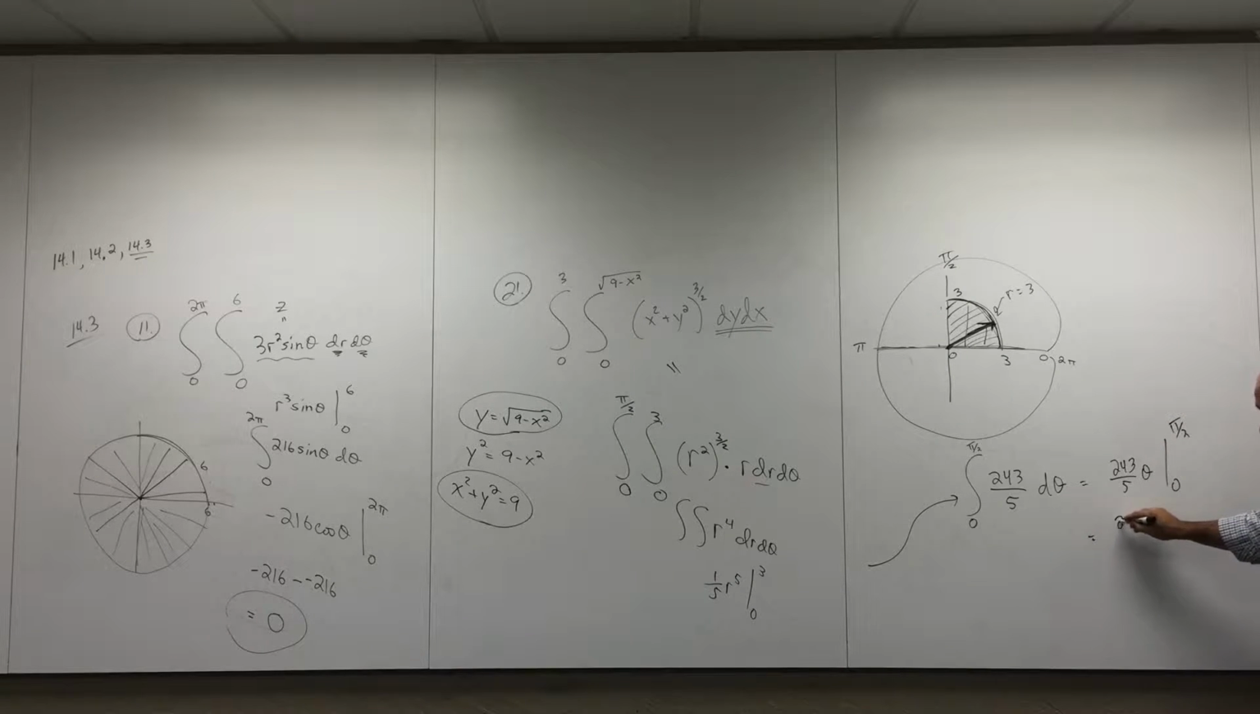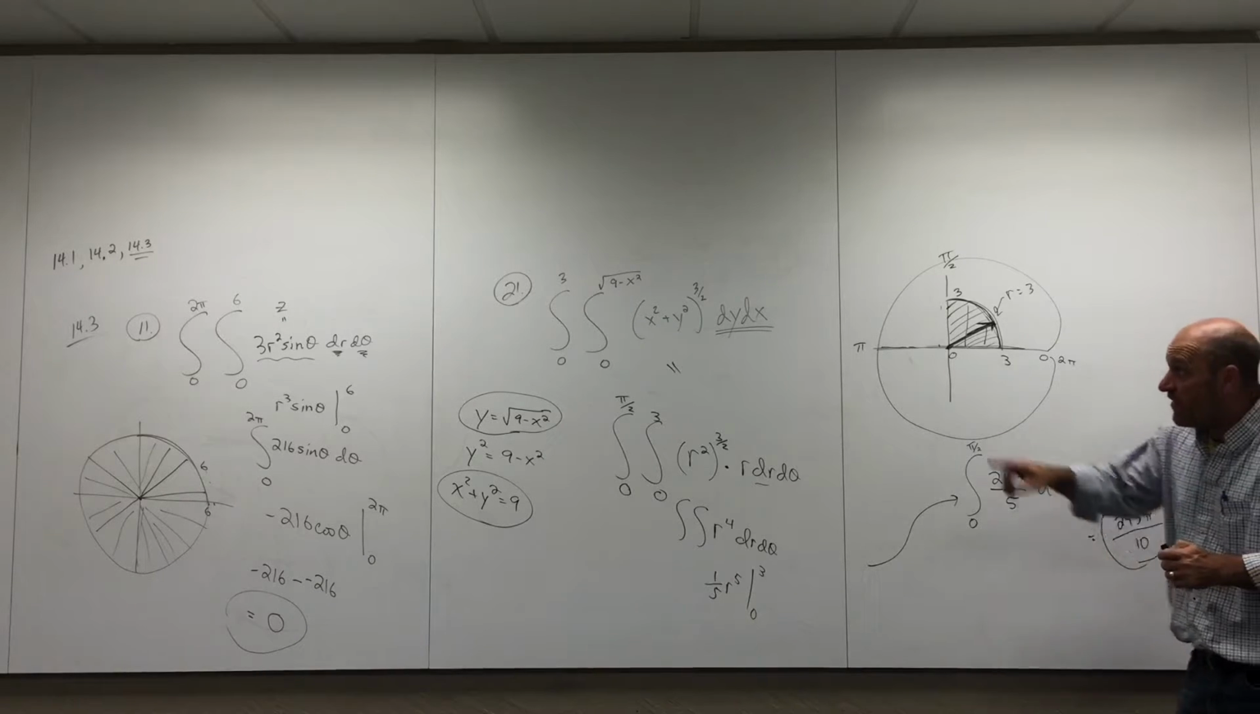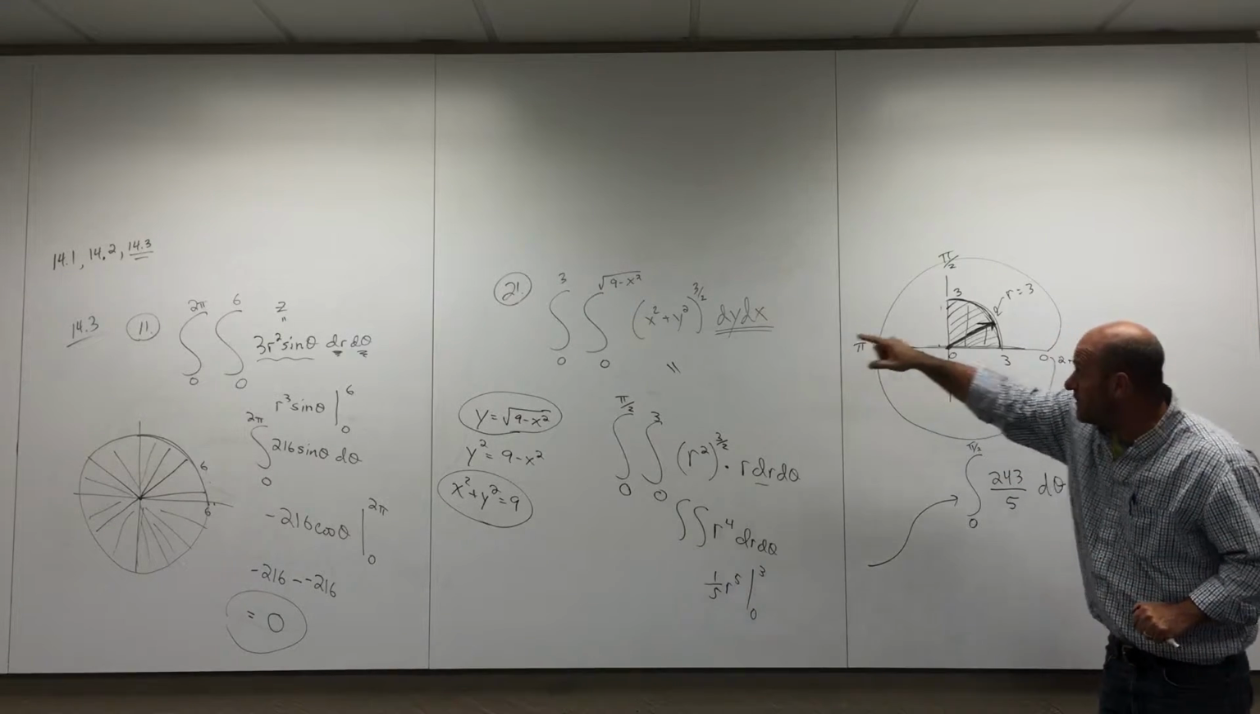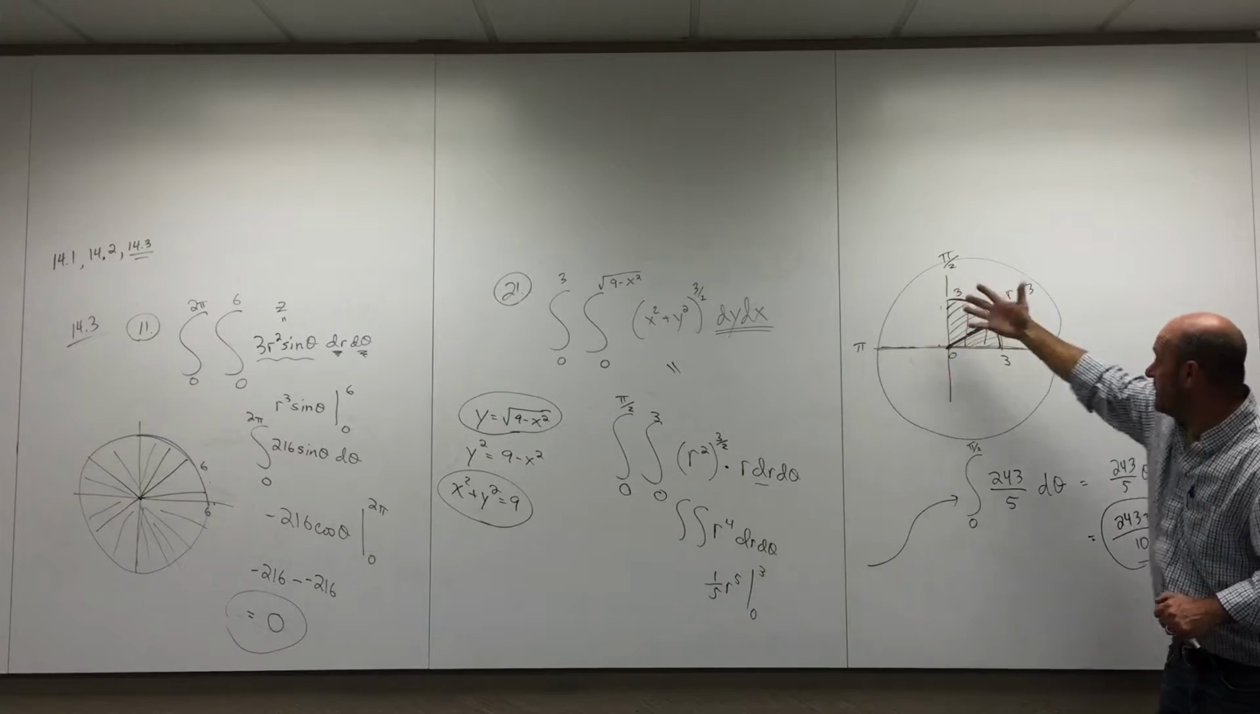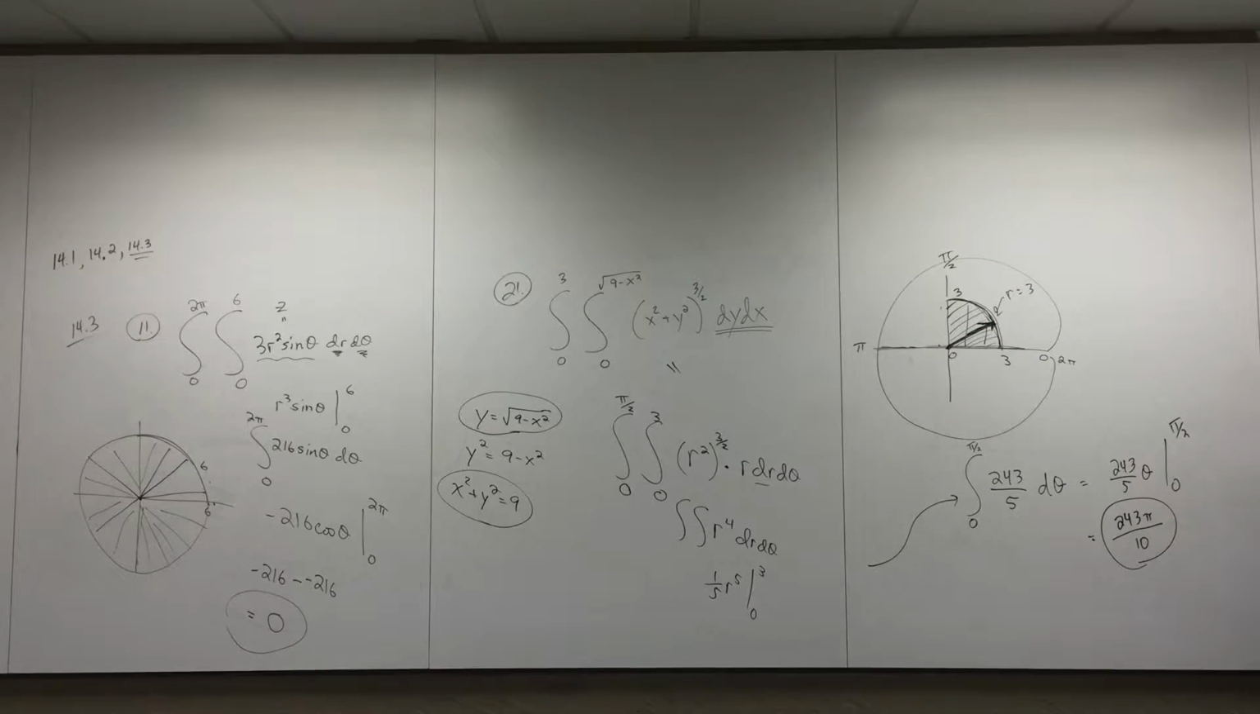So we're done here. It's kind of anticlimactic at the end. When I plug the pi over 2 in there, I'm going to call it pi over 10. And that's a number, and it's a certain amount of volume. Whatever this thing is, it lives up above here, and the volume above here is that number. You guys okay?